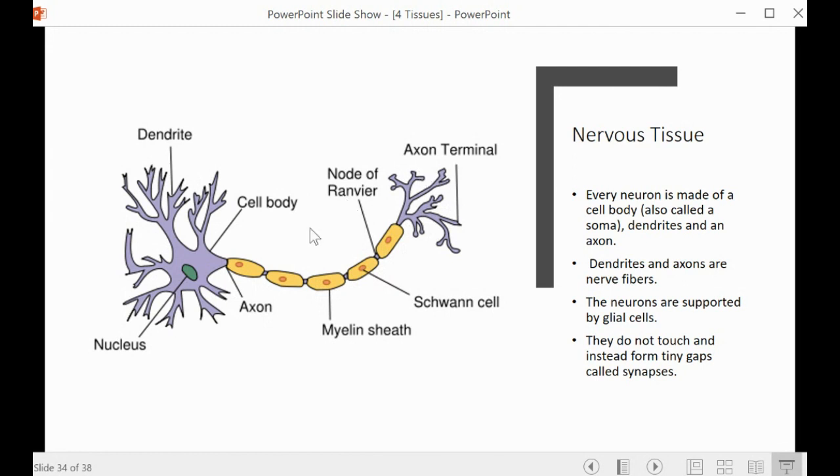The neurons are going to be supported by glial cells. Sometimes they're called neuroglial cells. Glial cells are supportive cells. The nervous tissue cells do not touch one another. Instead, they have tiny gaps between them.